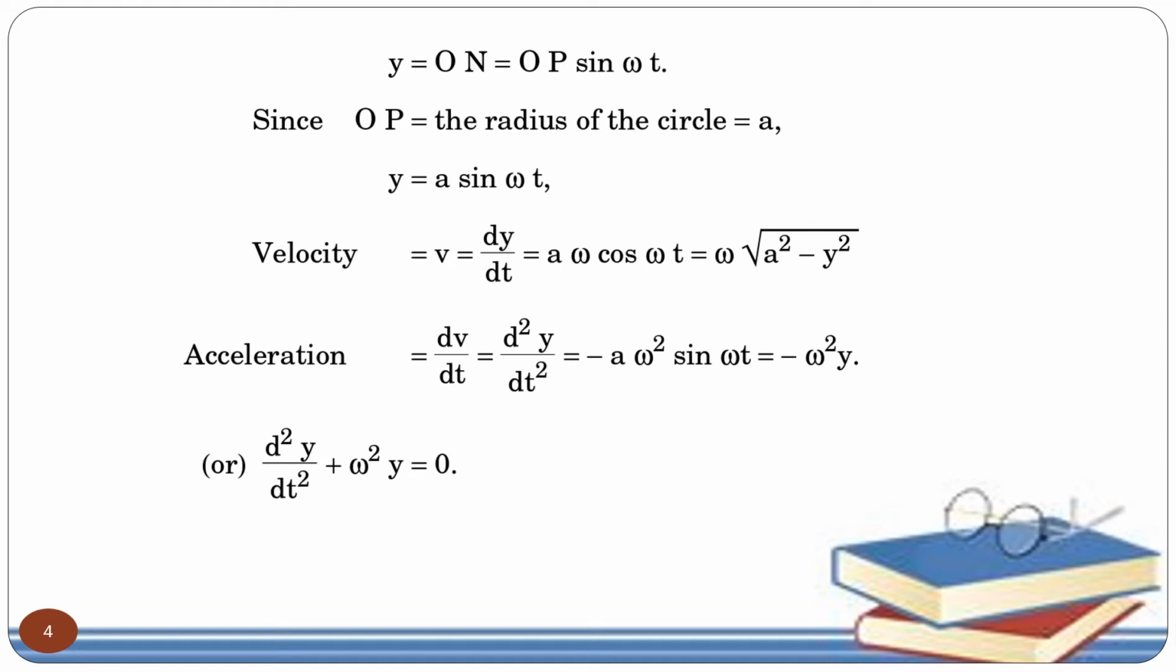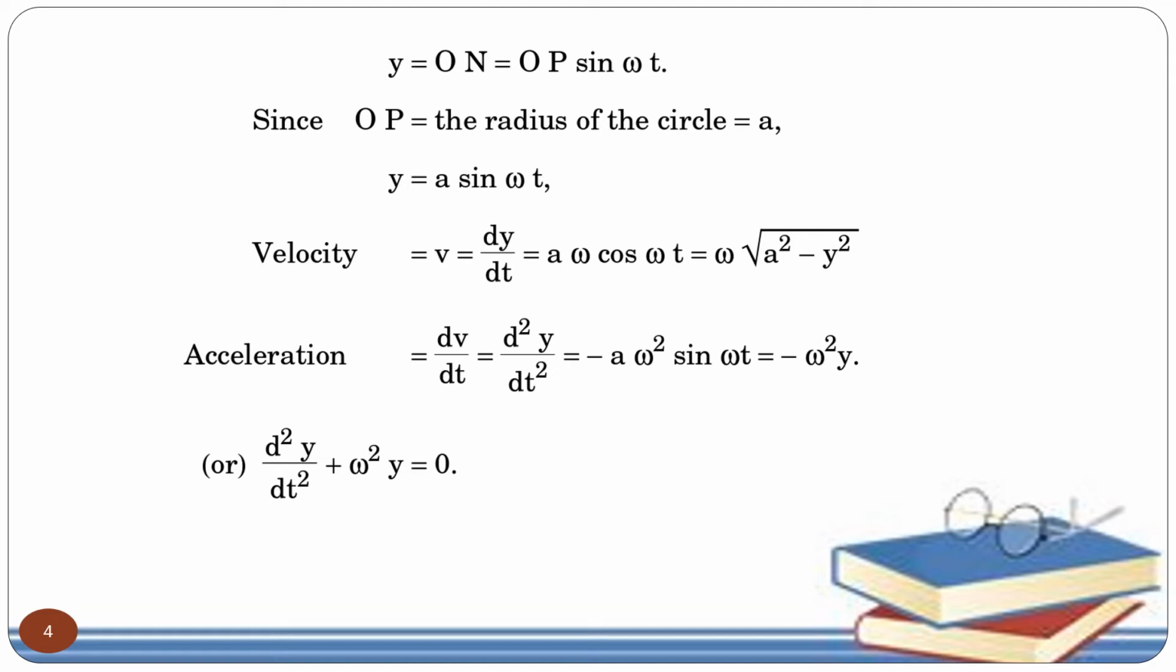Then we can find the velocity. Velocity is nothing but the rate of change of distance. So we can write V equal to dy by dt. Substituting the value of y equal to A sin omega t, d by dt of A sin omega t equals A omega cos omega t. The value of cos omega t can be written in terms of A and y, so A omega cos omega t equals omega into root of A squared minus y squared.